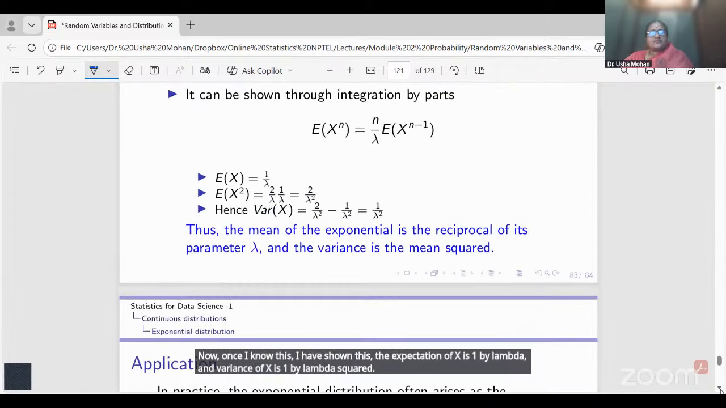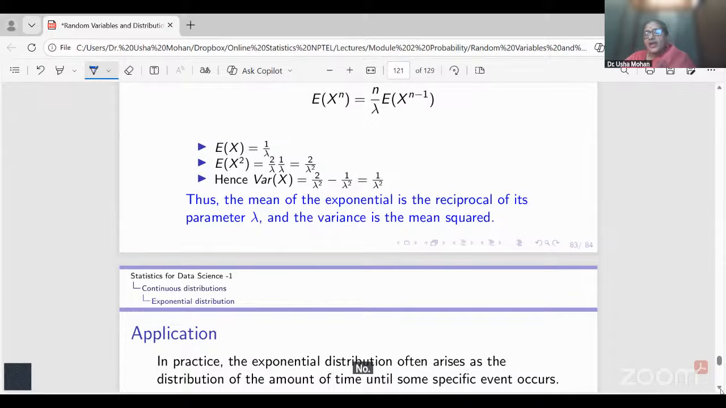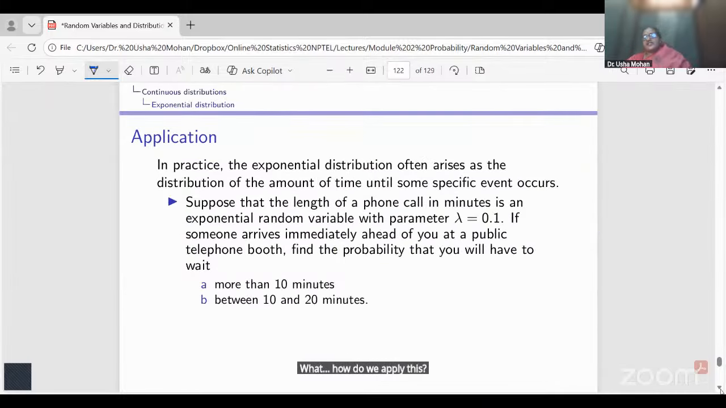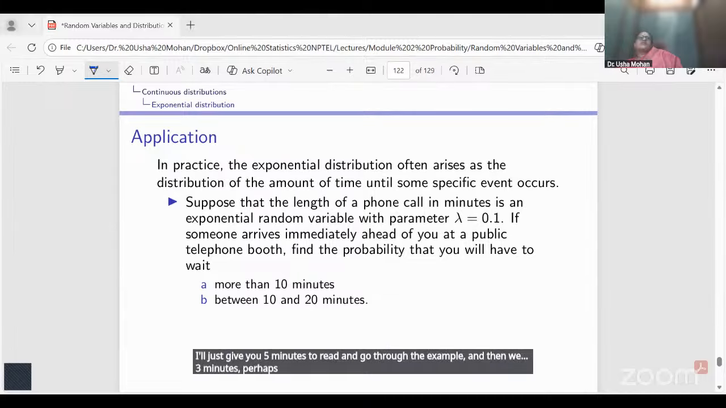Now, how do we apply this? Let's look at this example. I'll give you 3 minutes to read and go through the example, because I think we are running out of time.